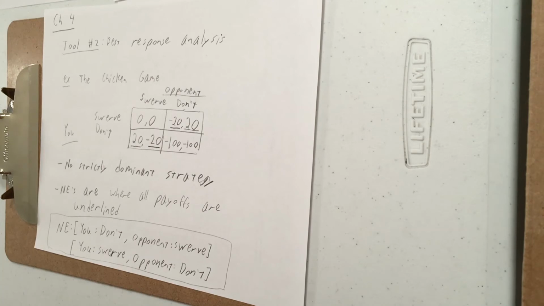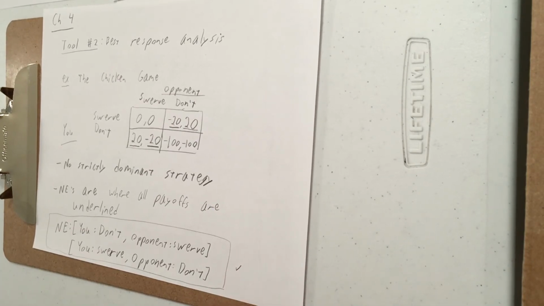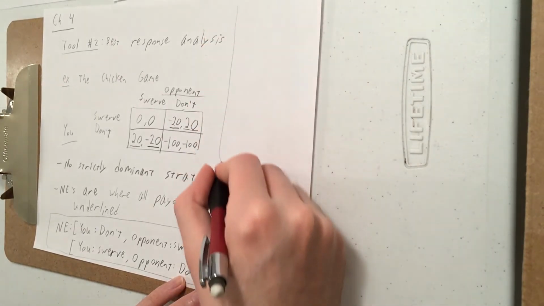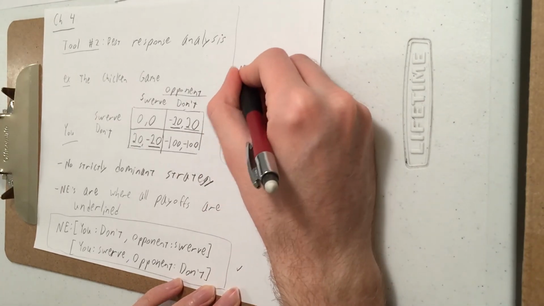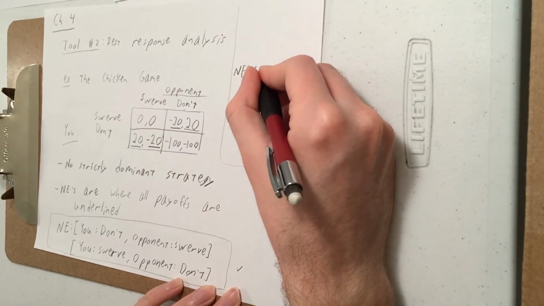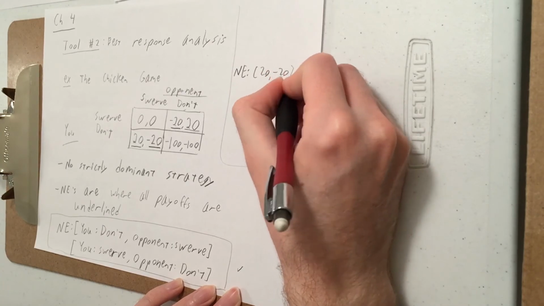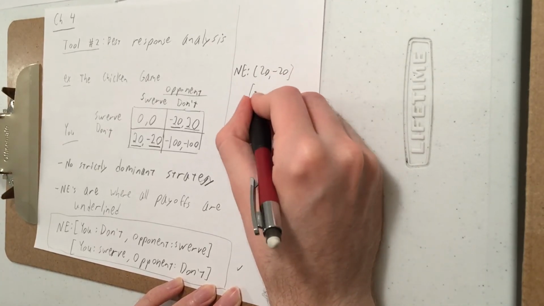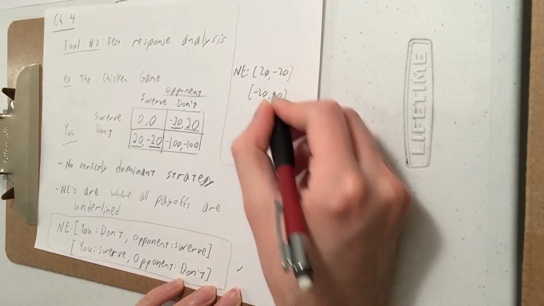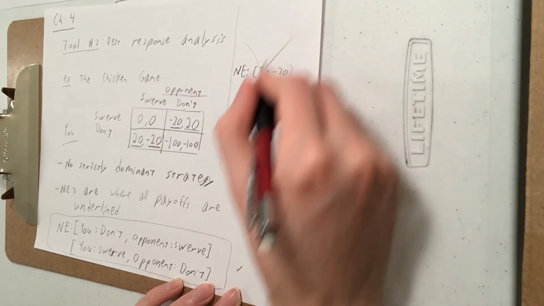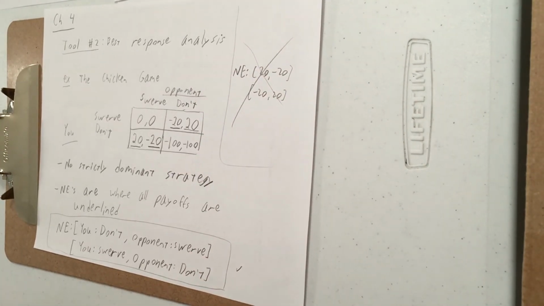Now, again, Nash equilibria is the set of strategies, not the payoffs. So if you say something like the Nash equilibrium is 20, minus 20, or minus 20, positive 20, that's not right because those are the payoffs, not strategies. So don't do that. Again, it's always the strategies, not the payoffs.